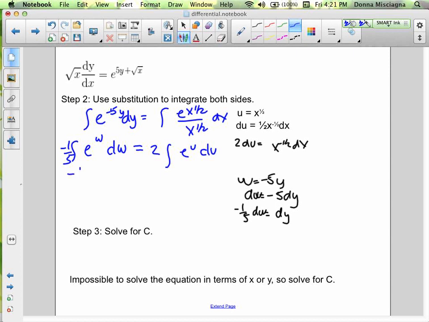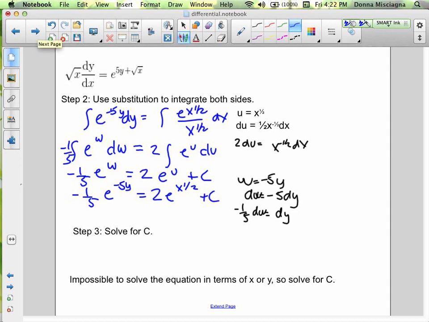So now I've got negative 1/5 e to the w equals 2 e to the u. I'm going to put the c on this side. I'm going to substitute back. So I'm going to have negative 1/5. And you can put 2 c's and then combine them later. That really shows that you know that each time you're going to have a c. I just saved a little bit of time, just put the 1 c there because that's what's going to end up happening. So negative 1/5 e to the w is negative 5y equals 2e to the x to the 1/2, and then plus c.